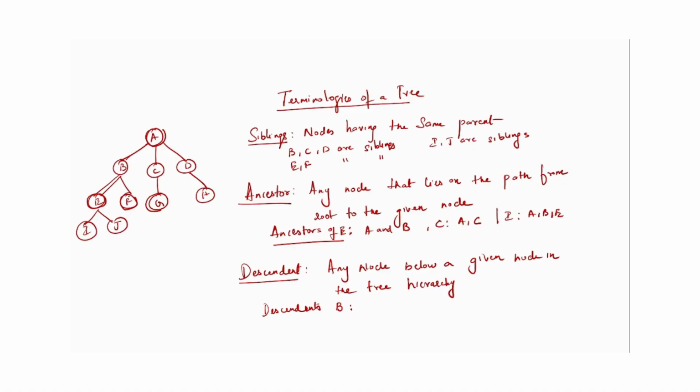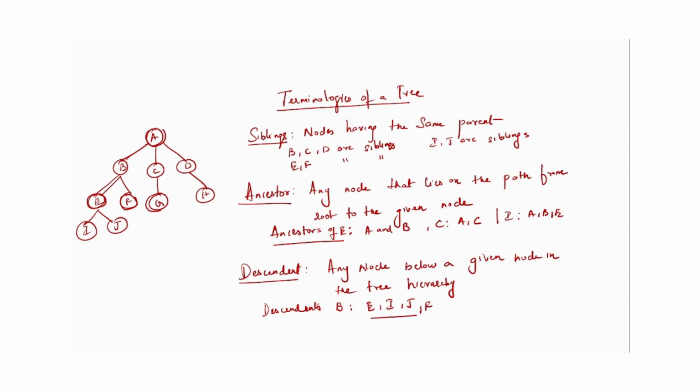So any node that is below the given node: F is below B, so it is also a descendant of B. E is below B, therefore E is also a descendant of B. I is also a descendant of B because it is below the node called B, right? And J is also a descendant of B. So I can say here E, I, J, F are all descendants of B, right?